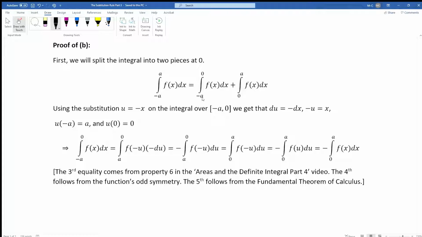So on the integral from -a to 0, we're going to cleverly do a substitution of u equals -x. Now, that gives us that du equals negative dx, and negative u equals x. So du is negative dx, negative u equals x. Here, all we've done is just moved our negative over, or multiplied both sides by -1. Now, when we evaluate our endpoints, u of -a would just be positive a, and u of 0, when I plug in 0 here, I just get 0.